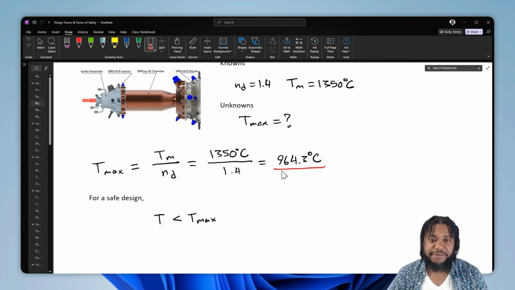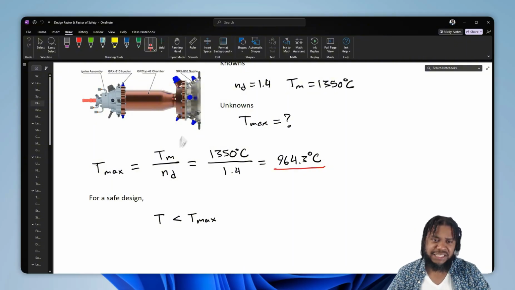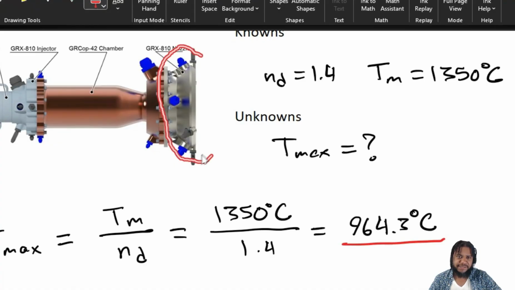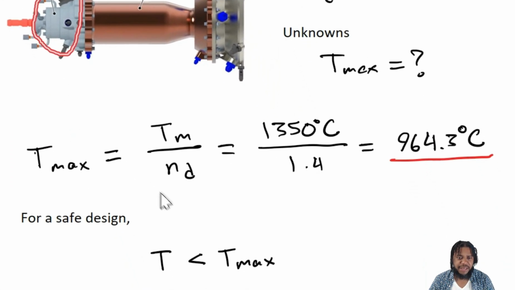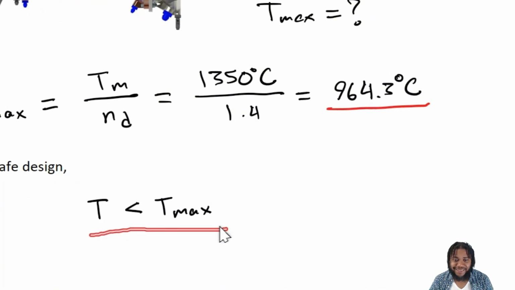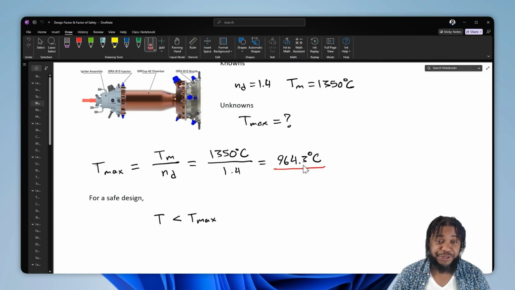And now we found that the max temperature that we can allow in this design to meet our safety factor is 964.3 degrees Celsius. So if we were designing this rocket engine and we want to make sure that it is safe, the maximum temperature in this design, at least in the GRX nozzle, and maybe as well as in the ejector, that temperature must be less than 964.3 degrees Celsius.